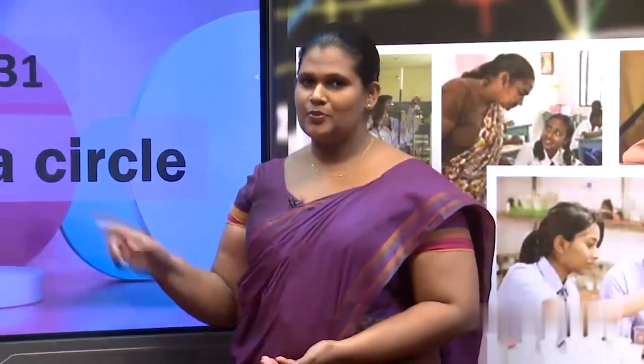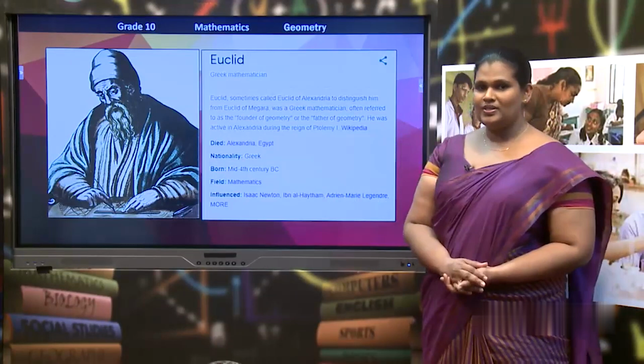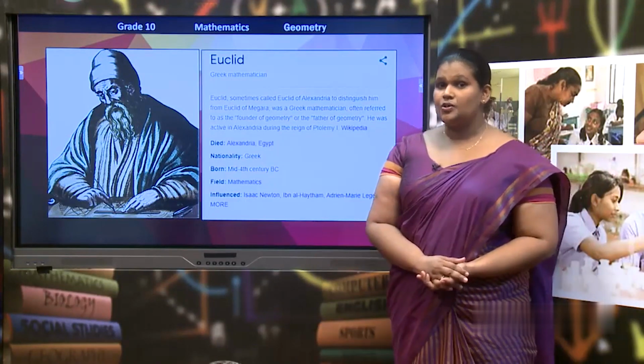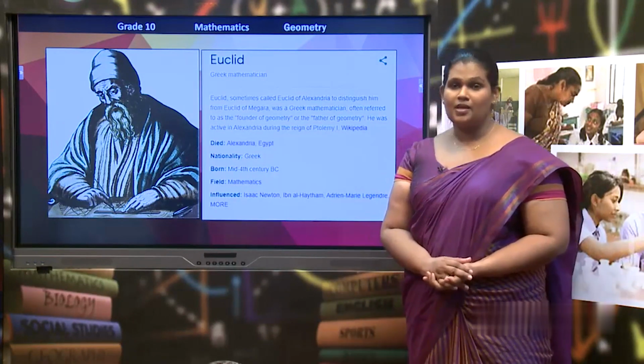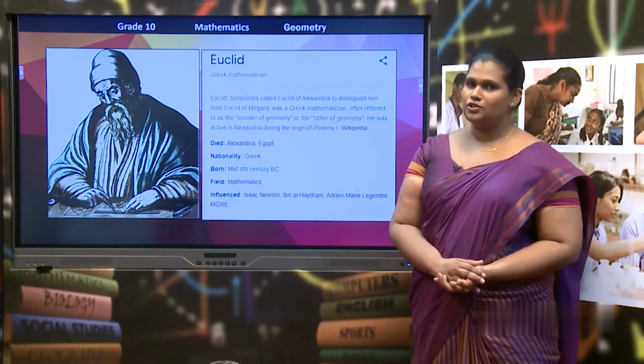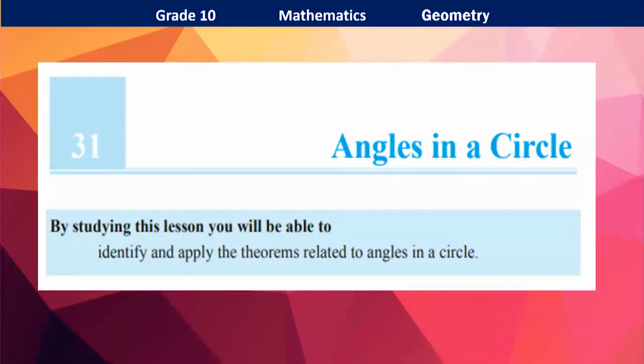Right. Before moving to the lesson, I am going to introduce you a special person. See whether you can identify this person. Who is this? This is a great mathematician called Euclid. He is named as the father of geometry. Before starting the lesson, we have to mention him because this is a geometrical lesson. Right. We will move on to our lesson.